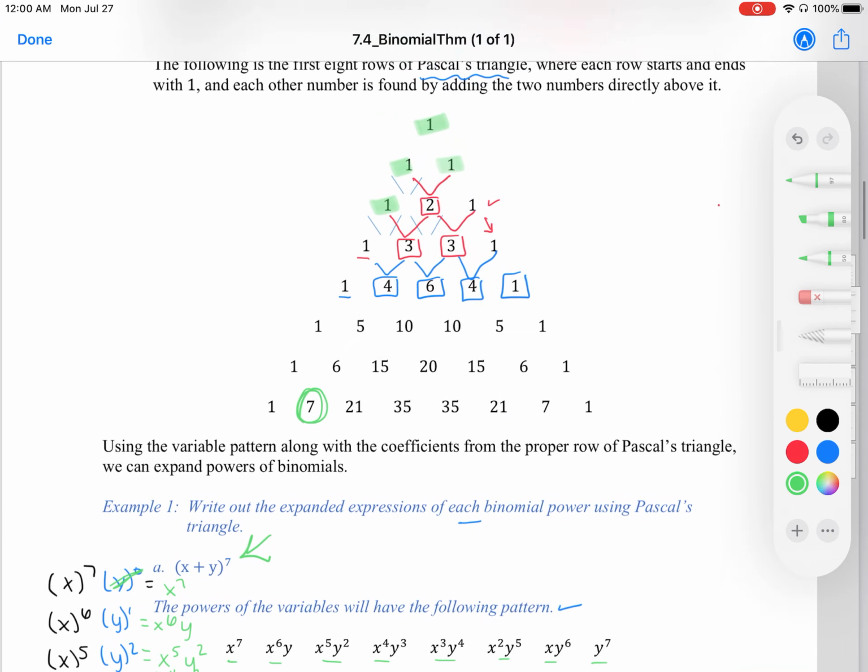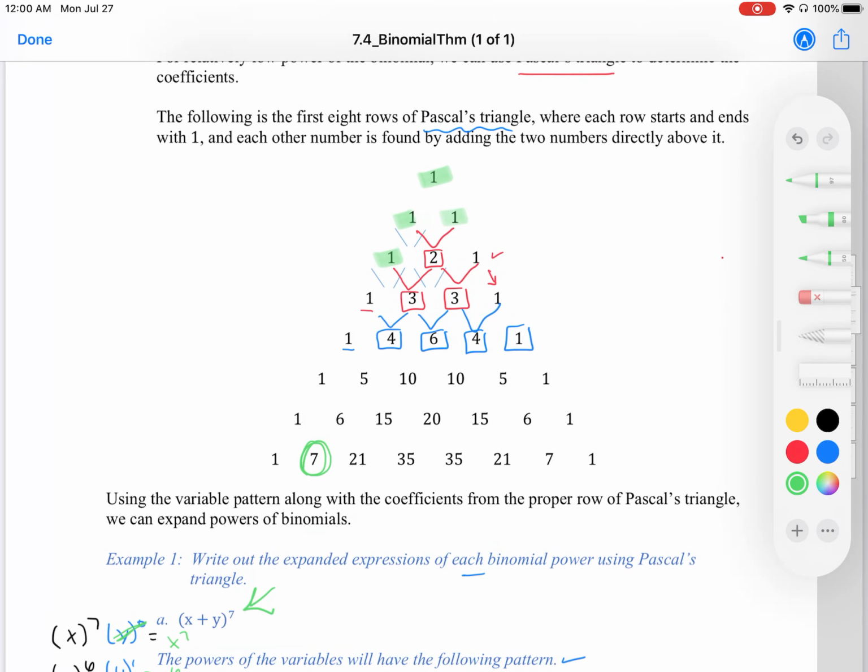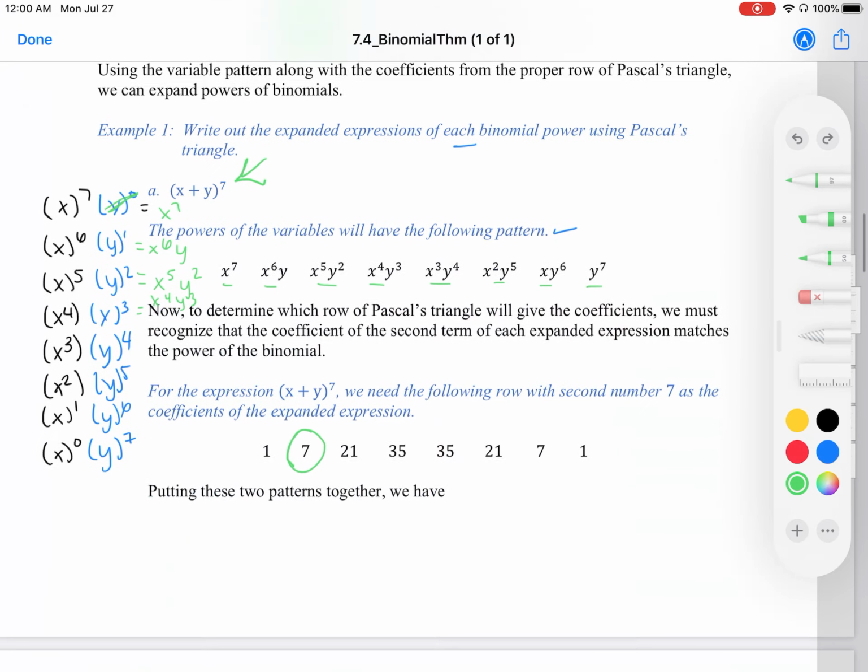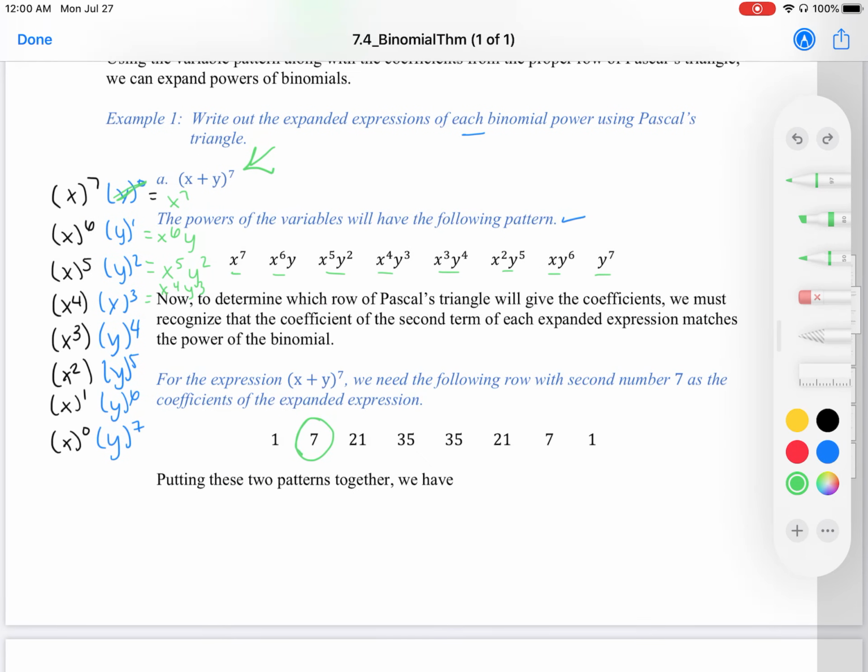That's a good way of thinking about it. But really, this lines up with the exponents. So 0 power, 1st power, 2nd power, 3rd power, 4th power, 5th power, 6th power, 7th power. So that's another way of recognizing it. All right, so that's the row from Pascal's triangle that will line up with our binomial expansion.